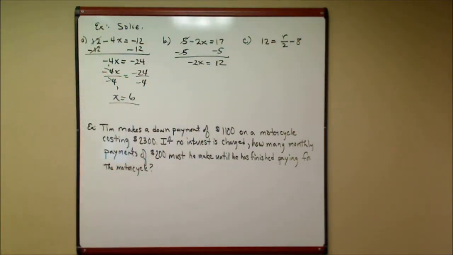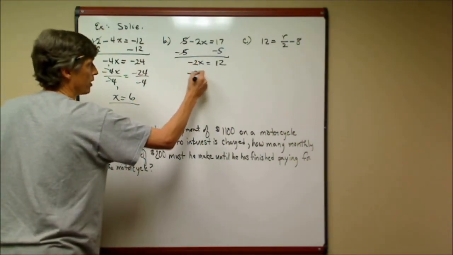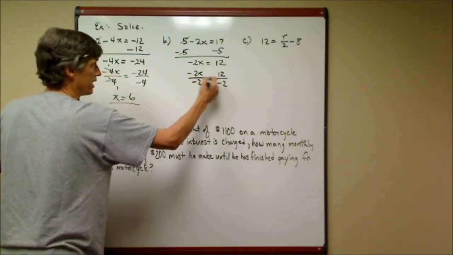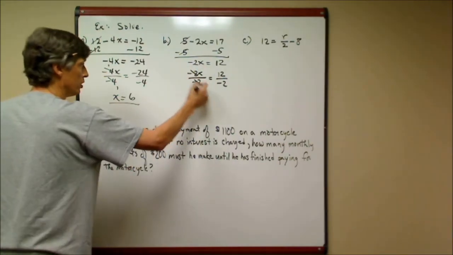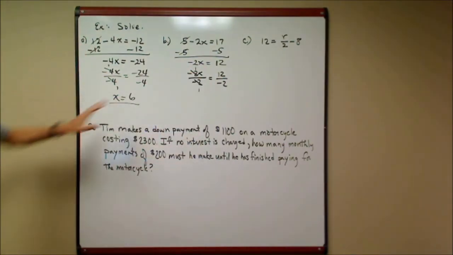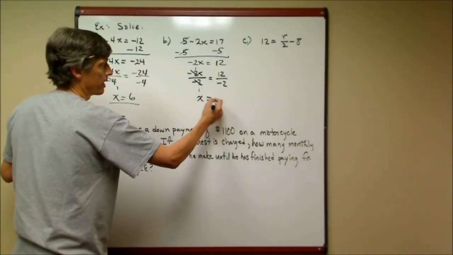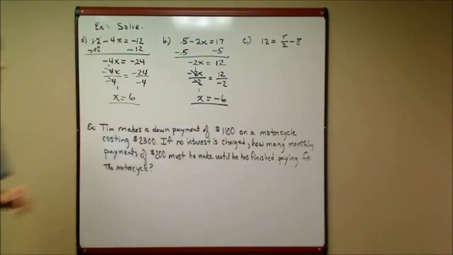Now it's a lot like the last problem. I have one more step to do, and it's going to be division. My variable is being multiplied by negative 2. I'm going to divide by negative 2. Now notice here that when I write this out, I don't just attach it to this. I write it as a separate step. It's a good habit to get into. So that's 1x, or x, and positive divided by negative is negative. 12 divided by 2 is 6. My answer is x equals negative 6.